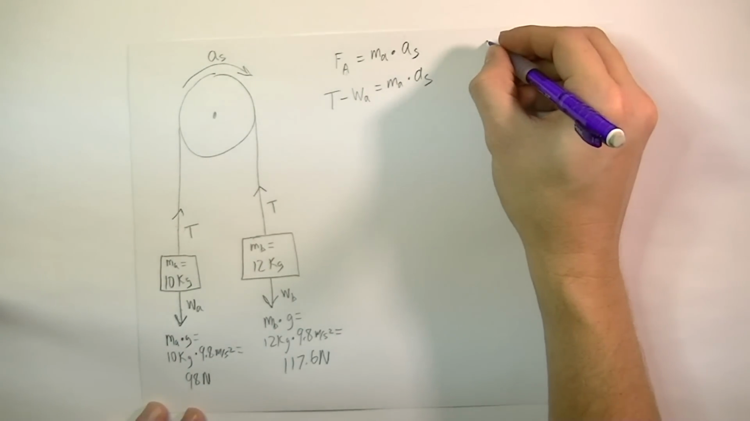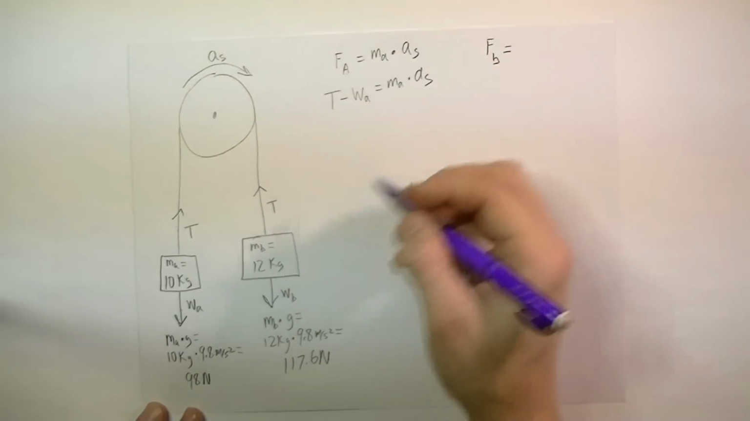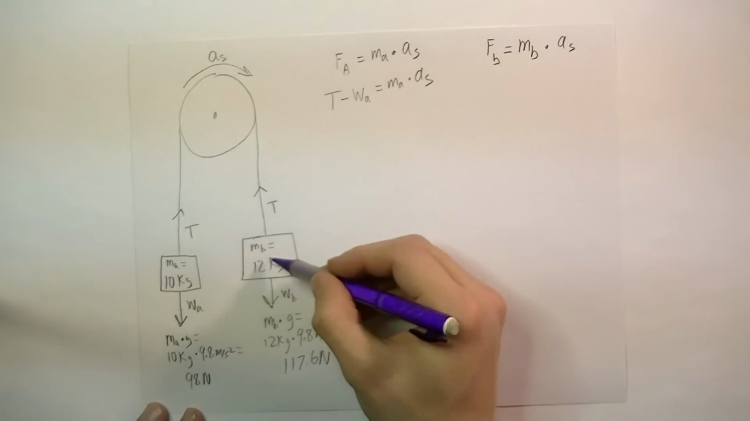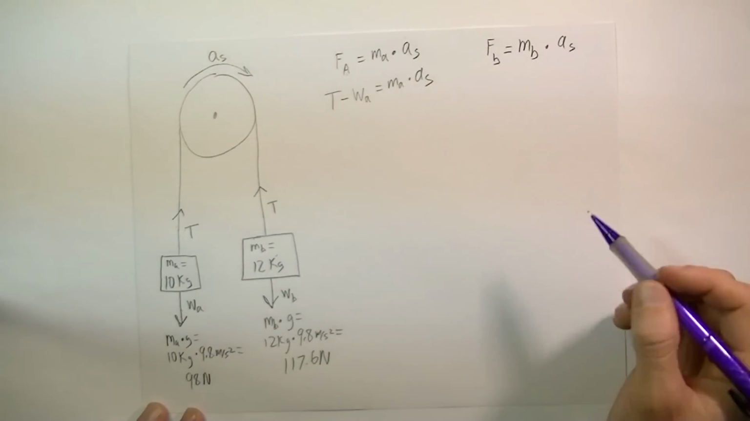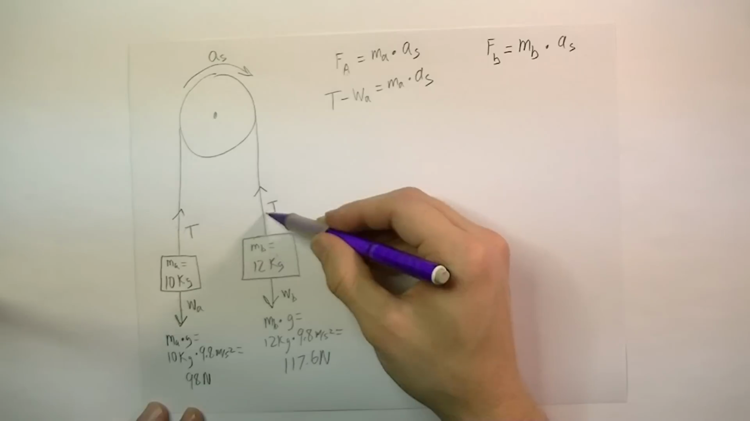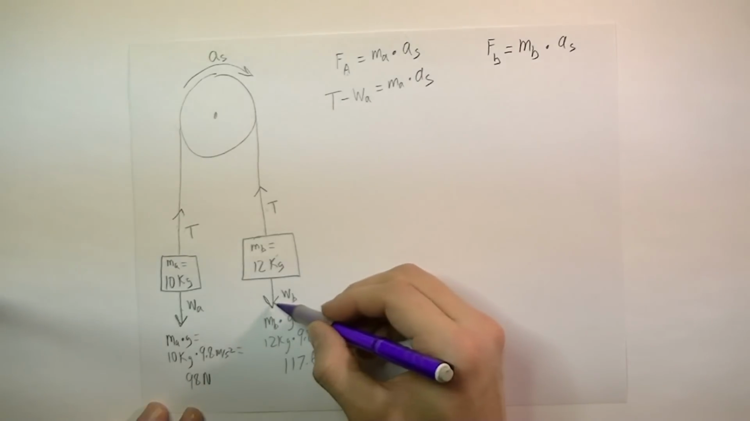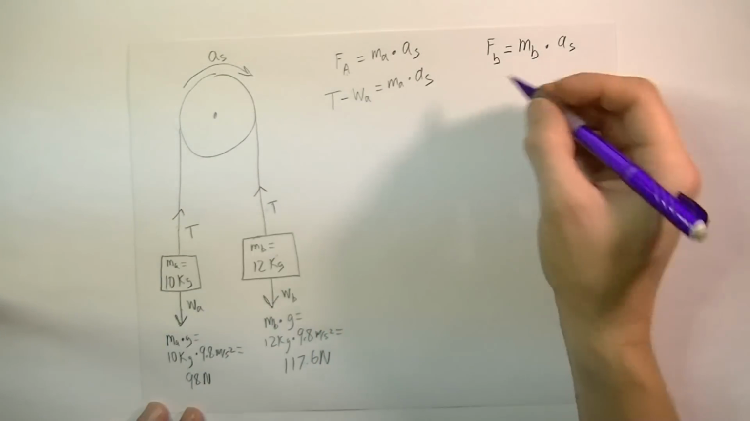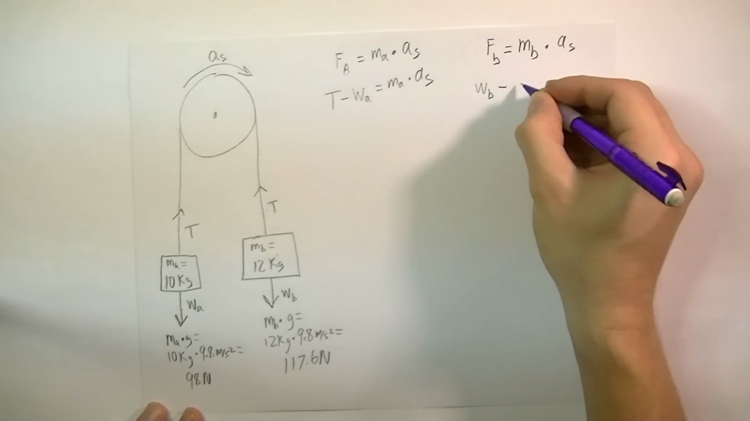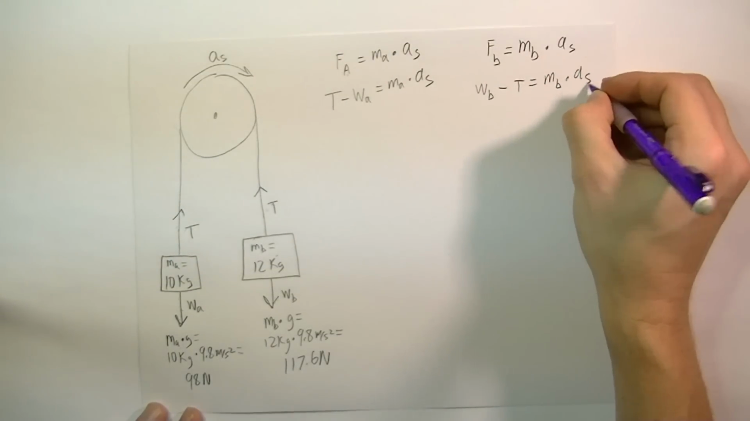And similarly, for block B, we also know that the force on B is equal to the mass of B times the acceleration of the system. Newton's second law. The force on this block has to be equal to its mass times its acceleration. And the force on B is equal to the sum of the two forces acting on B. And since the acceleration is this way, WB is taken to be positive and the tension is taken to be negative. So the force on B is equal to the weight of B minus the tension in the rope, which has to equal the mass of B times the acceleration of the system.